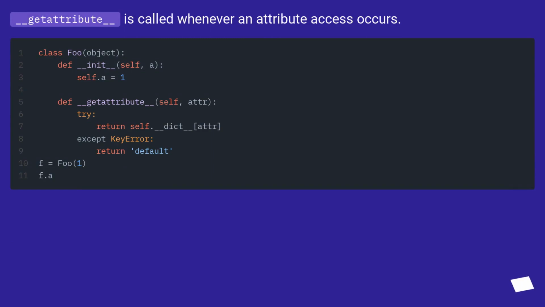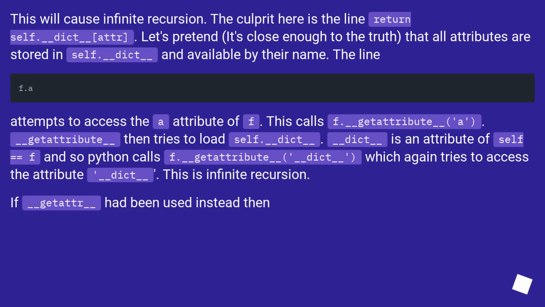__getattribute__ is called whenever an attribute access occurs. This will cause infinite recursion. The culprit here is the line return self.__dict__[attr]. Let's pretend it's close enough to the truth that all attributes are stored in self.__dict__ and available by their name.